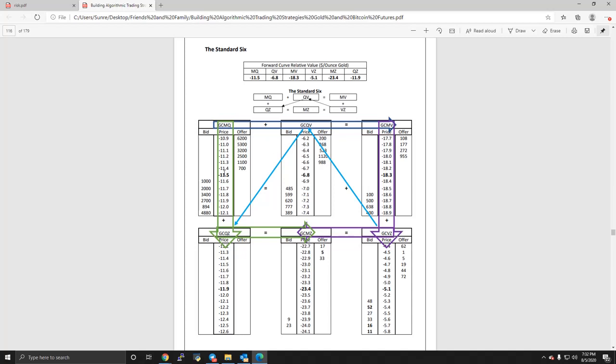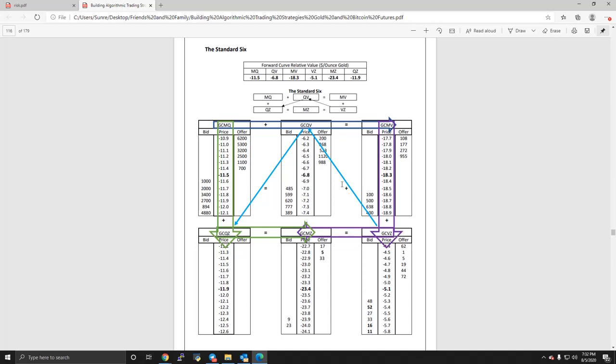So if you look below, we introduce the December contract. Here's the QZ spread, the MZ spread, the VZ spread. And if you run through the math here, MQ plus QZ, you're left with MZ. On the other side here, MV plus VZ, you're left with MZ. So if I buy MV, if I buy VZ, I have a long MZ position. If I buy MQ and I buy QZ, I have a long MZ position.